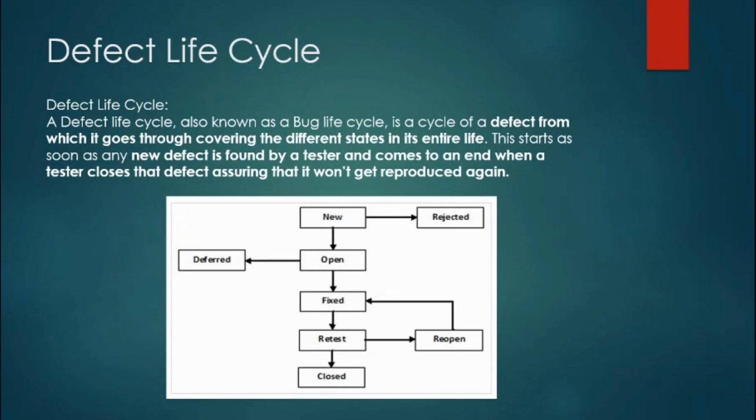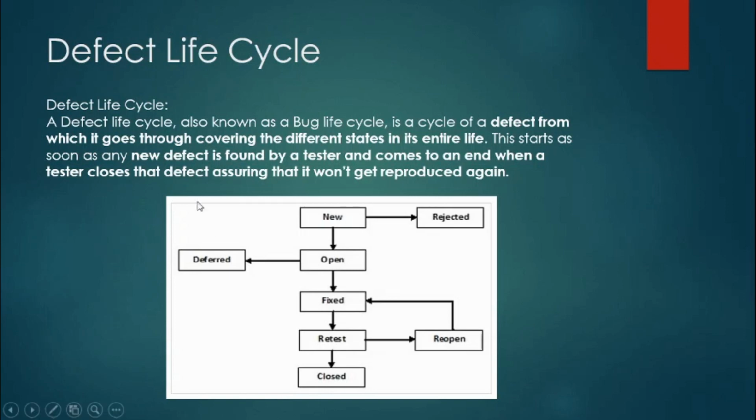Okay, so as soon as a new defect is found by a tester and until it comes to an end where the defect is finally closed, till that time the process through which a bug or a defect goes is known as bug life cycle or a defect life cycle.